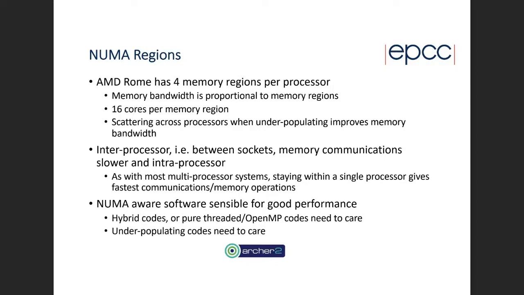Just to emphasize this, these NUMA regions. The AMD Rome is unusual in that it has multiple memory regions per processor. Each of these has 16 cores associated with it. So that means that if you're not using all the cores, then you need to make sure that your threads or processes are scattered about to maximize your memory bandwidth.